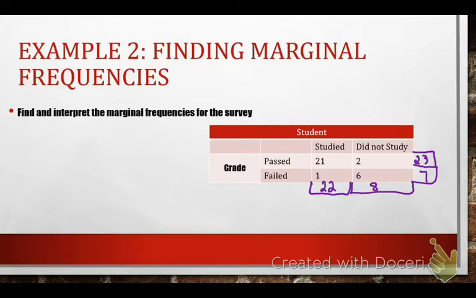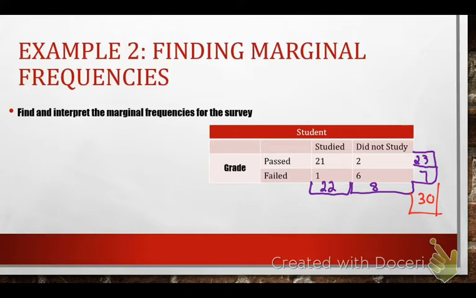All right. So here's how I can check to make sure they're correct. My marginal frequencies will both add up to the same number. So what's 23 plus 7? 30. And what's 22 plus 8? 30. So both will add up to 30, which is the total. Okay, so 30 is the number that comes down here, but they both add up to the same sum. Okay, so what's the interpretation?